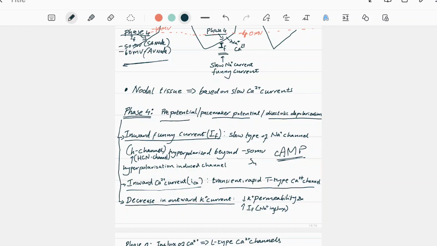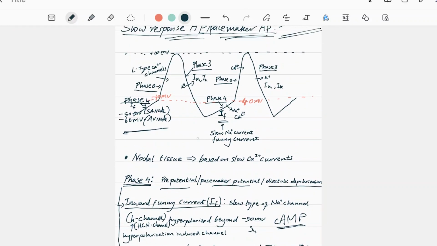Then after that you have a decrease in the outward current of potassium. So you will block the potassium efflux, so reduced potassium permeability. An increase in sodium influx and also calcium influx is contributing to phase 4. It is not such a steep line, it's not such a steep depolarization. It happens gradually, but it does reach the firing level at minus 40 millivolts. So you can see minus 40 millivolts, this is your firing level, which I've drawn in red over here.